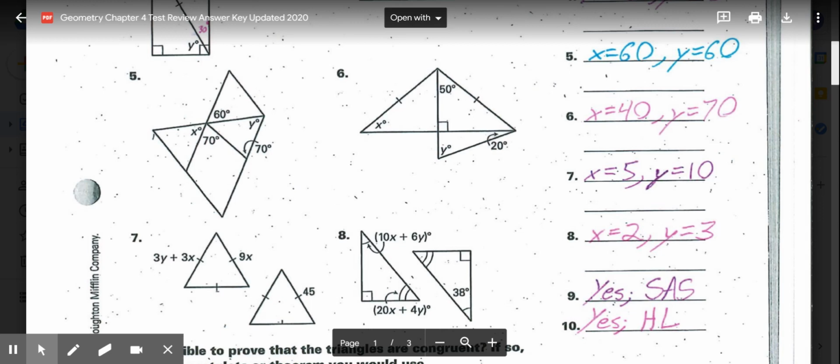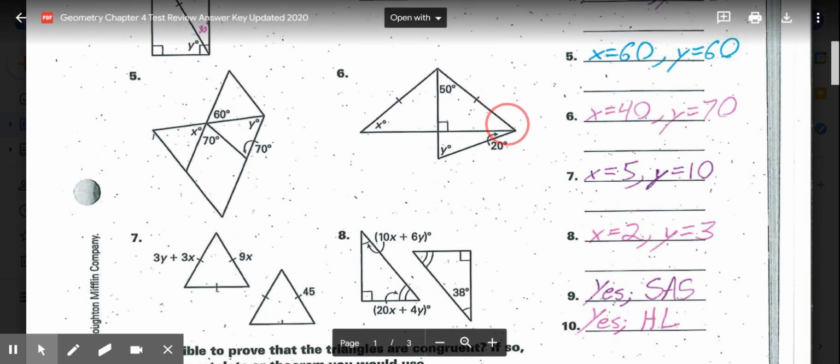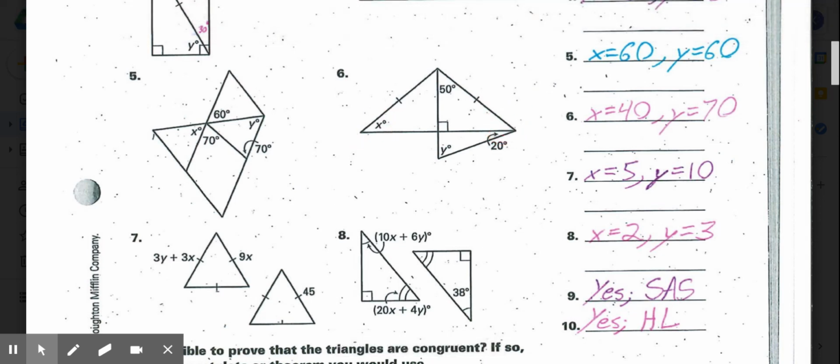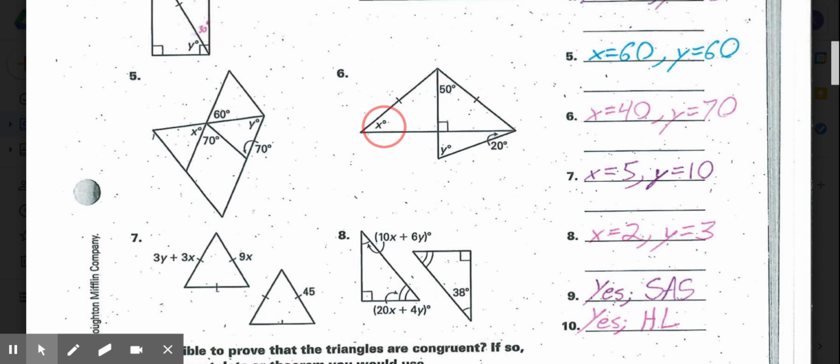Now, to figure out x, which is 40. If I know this side is congruent to this side, I know their opposite angles are also congruent, meaning the x and this missing angle down here are congruent. So I can find this missing piece by taking 180 minus the 50 and the 90, giving me 40 degrees. If this right here is 40, base angle theorem, two congruent sides, means x is also 40 degrees.